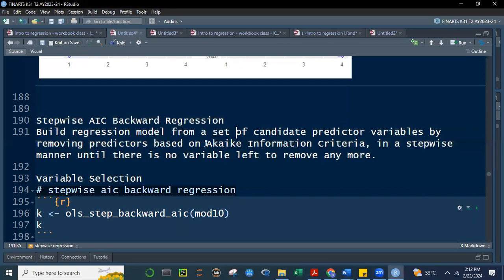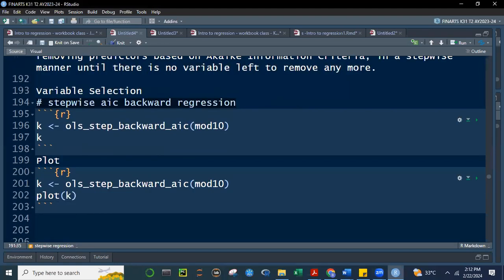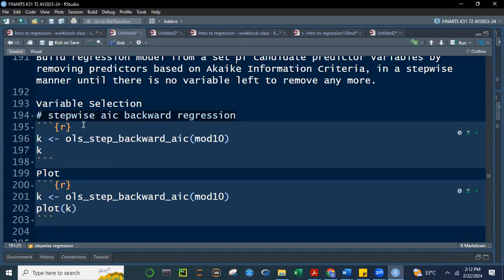All right, so some notes here. We're going to build a regression model from a set of candidate predictor variables by removing variables based on the AIC in a stepwise manner until there is no variable left to remove. Okay, so take a look at this. So ito, backward regression to, no? Kasi ipapasok muna natin mga variables, tapos iisa-isahin natin. Take note of this, ols_step_backward, yung kanina both, di ba? Then _p yung kanina, ito naman based on AIC.